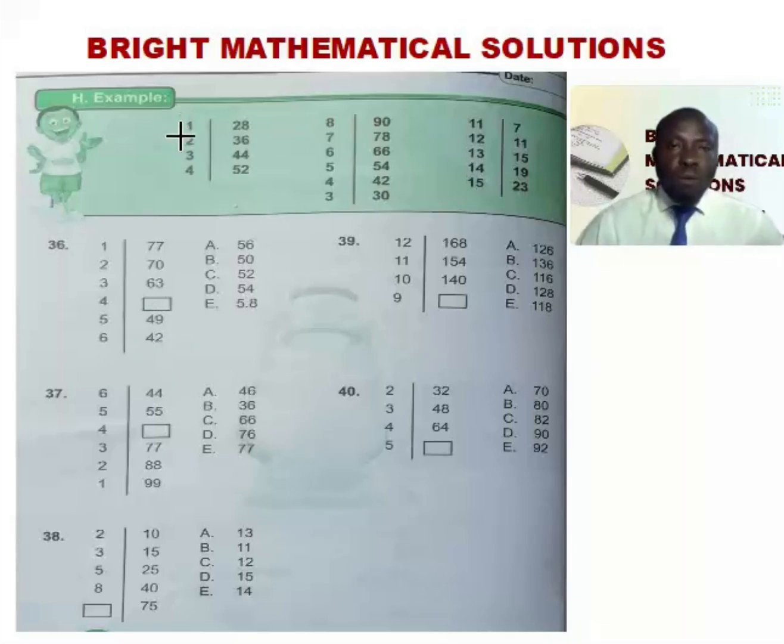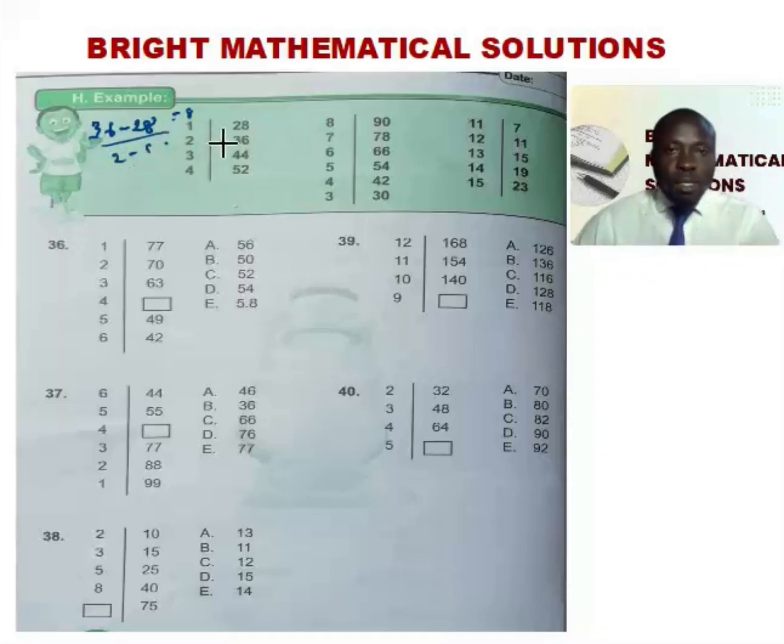Now the first one, we have 12, 8. The corresponding number is 28, 2, 36, 3, 44, 4, 52. So it seems this is increasing as the number on this side is also increasing. So let us see, what is the difference? Is it unique? So let us say 36 minus 28. So if we look at it, the difference between that number is 8. So the difference between this corresponding number is also 2 minus 1, which is 1.